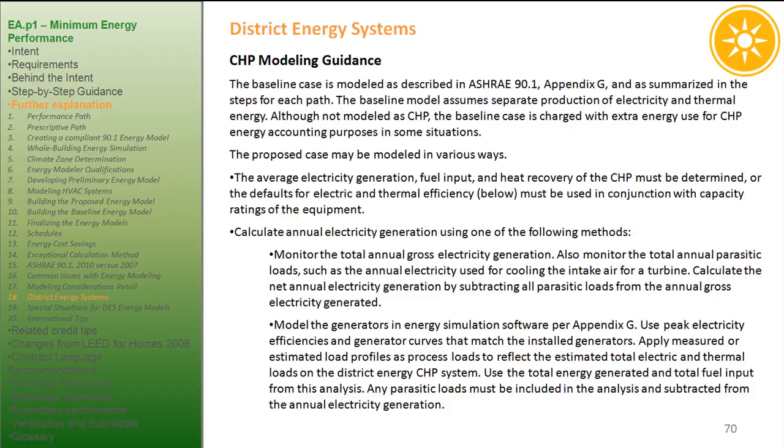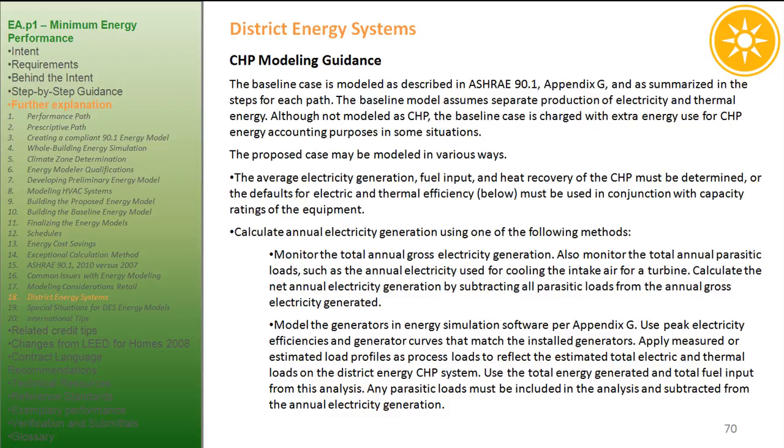CHP modeling guidance. The baseline case is modeled as described in ASHRAE 90.1, Appendix G, and as summarized in the steps for each path. The baseline model assumes separate production of electricity and thermal energy. Although not modeled as CHP, the baseline case is charged with extra energy use for CHP energy accounting purposes in some situations. The proposed case may be modeled in various ways.